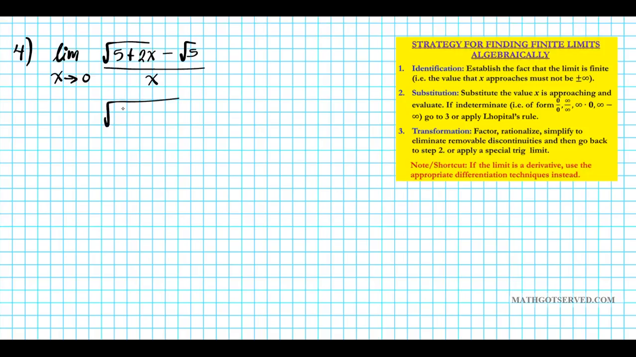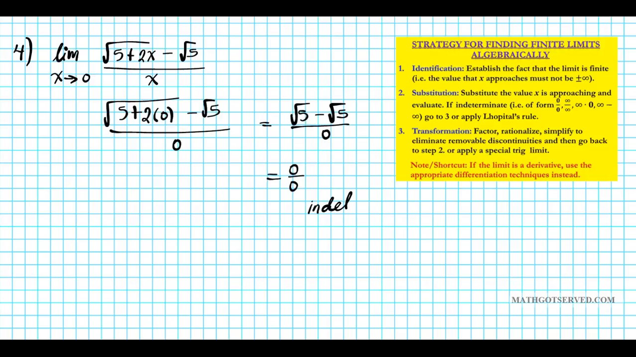So we have the square root of (5 plus 2 times 0) minus the square root of 5, over 0. All right, this becomes the square root of 5 minus the square root of 5, divided by 0. And then we will end up with 0 over 0, which is an indeterminate form. Okay, this is an indeterminate form. So what do we do if we have an indeterminate result? We carry out a transformation.